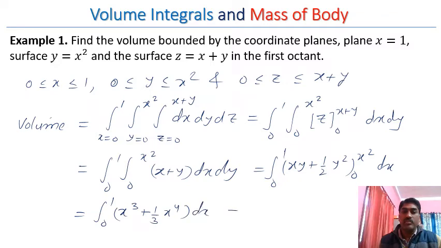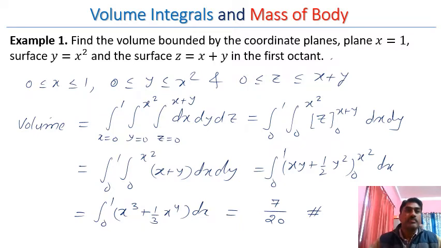And now I assume that you will integrate this. The first term gives x to the power 4 by 4, and the second term gives x to the power 5 by 15. So overall you will get the answer 7 by 20. So this is the volume of the shape bounded by the planes and surfaces we discussed in this question.